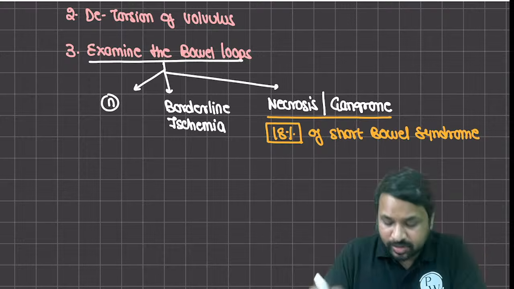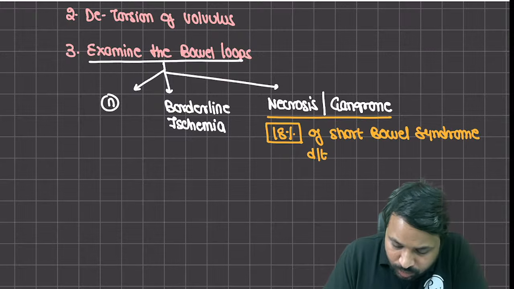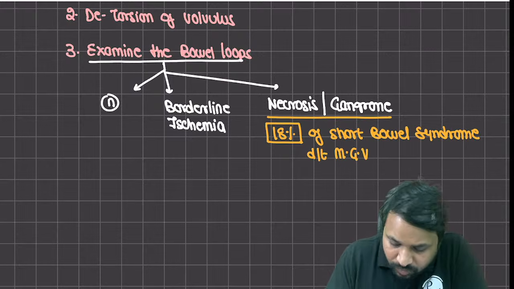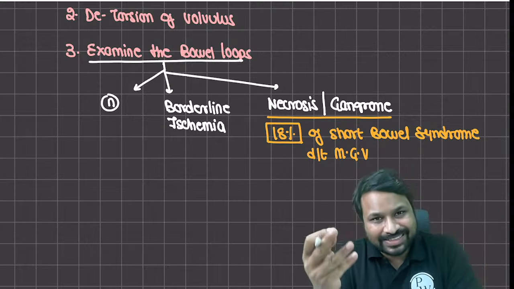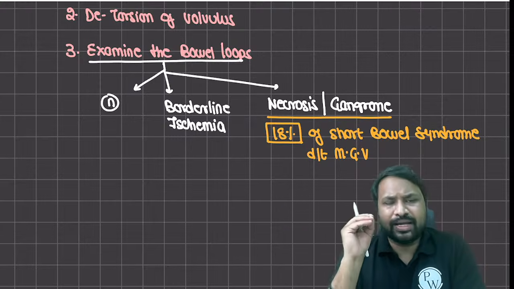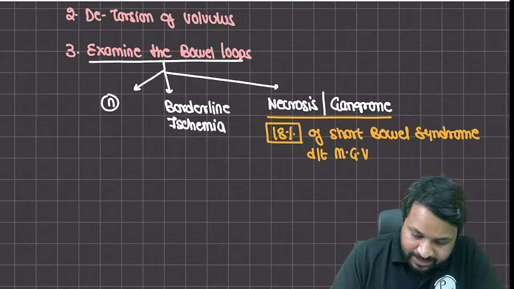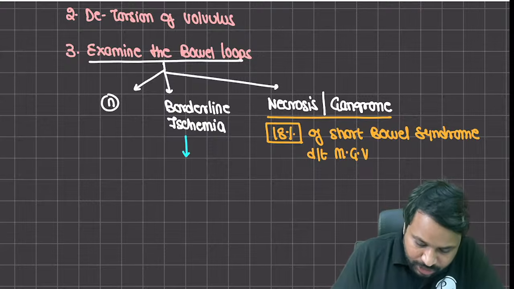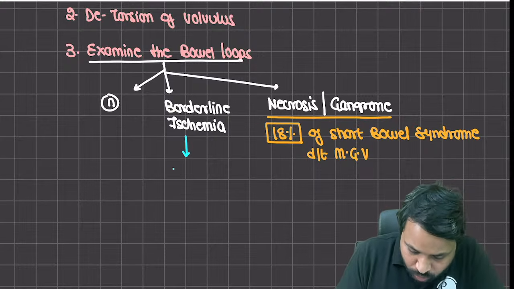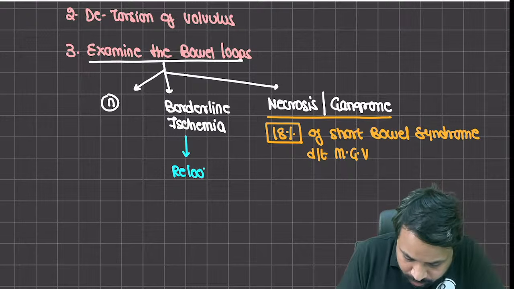18% of patients who have short bowel syndrome are due to mid-gut volvulus, right? So obviously you will excise the necrotic bowel and do an ileostomy. If there is a borderline ischemia, then you have to do a relook laparotomy.